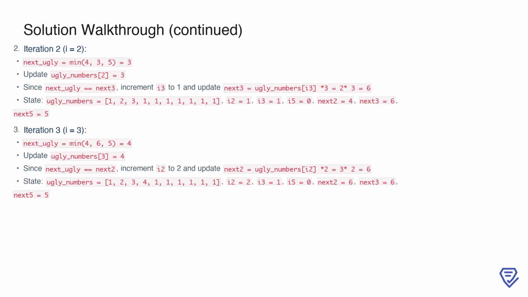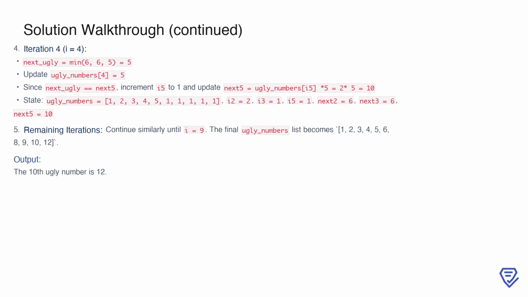For the third iteration, the minimum value among the next multiples is 4. This value corresponds to next2, so we update the fourth position in the ugly_numbers list to 4. We then increment the pointer i2 to 2 and update next2 to the next multiple of 2, which is 6. At the end of this iteration, the list becomes 1, 2, 3, 4, 1, 1, 1, 1, 1, 1, and we continue calculating the next ugly numbers in a similar manner.